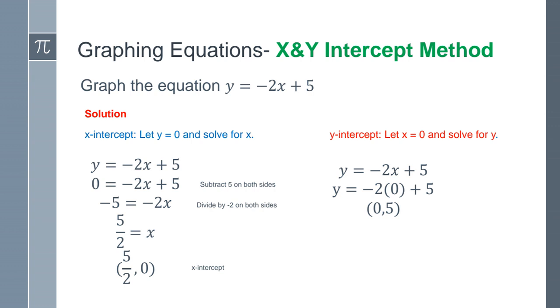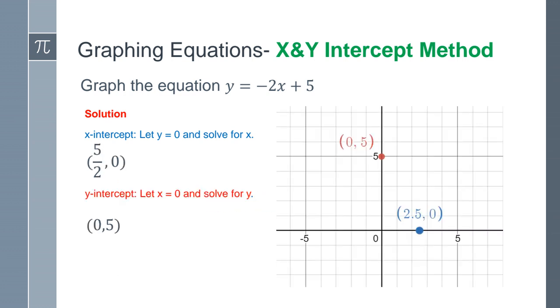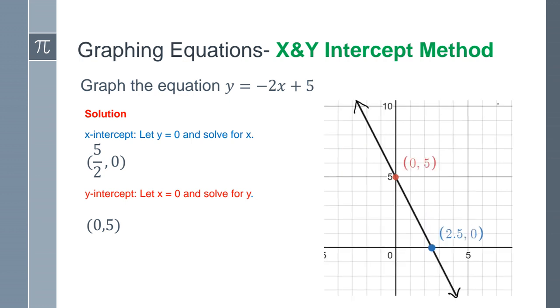So once we have these points, we can go back to our rectangular coordinate system and plug these 2 points in. The (0, 5) is my y-intercept. It's where it's crossing the y-axis. The (5/2, 0) is the point where it's crossing my x-axis, the x-intercept. And then we just connect those 2 points and we get our line. So this is another method to graph our equations. Again, it's called using our x and y intercept method.